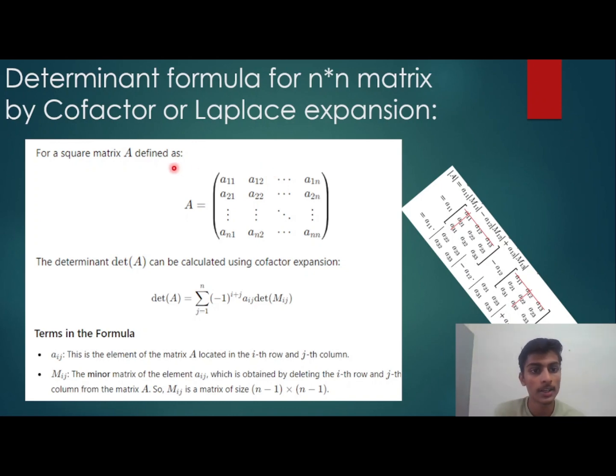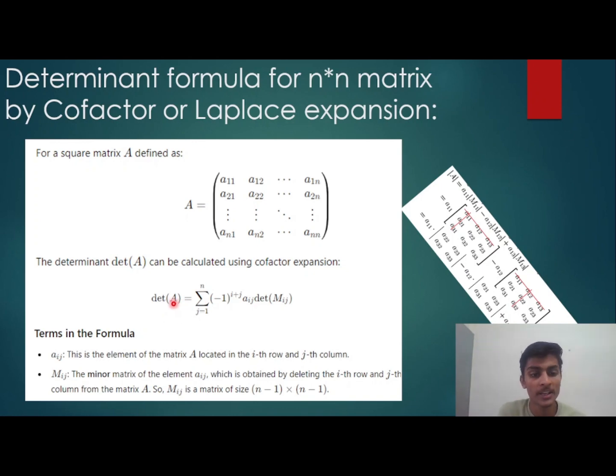So let's say matrix A is defined like this, an n cross n matrix. Now, what does det A represent? Det A represents the determinant of A, that's simple, and it's equal to the summation. We are expanding the determinant along the first row, along the ith row in this formula.